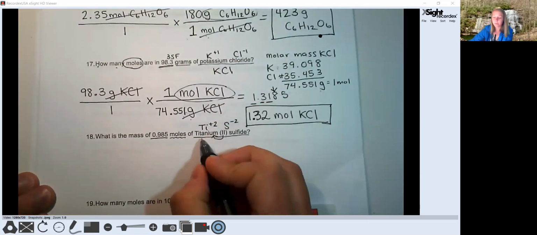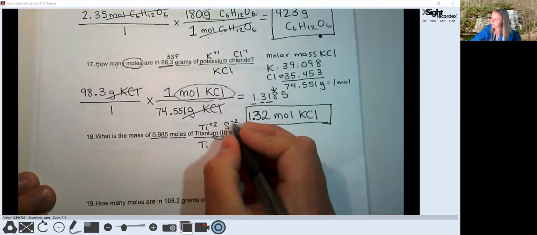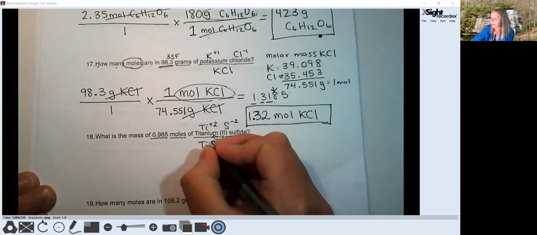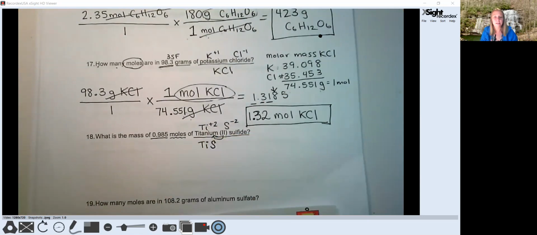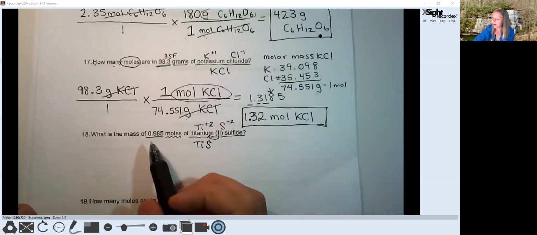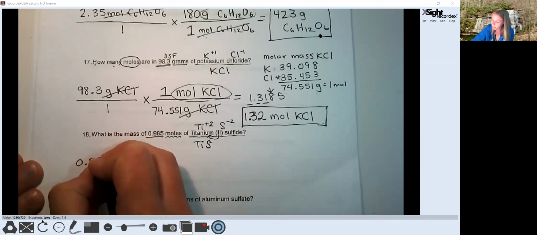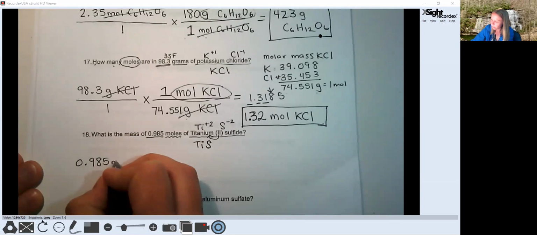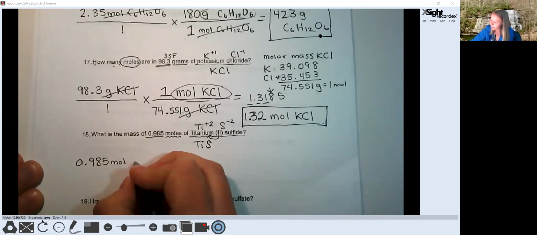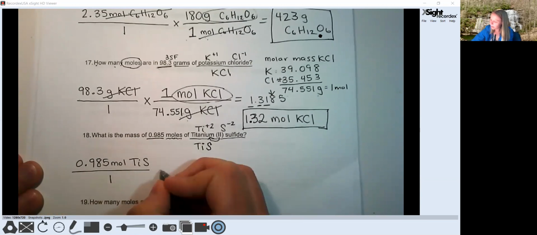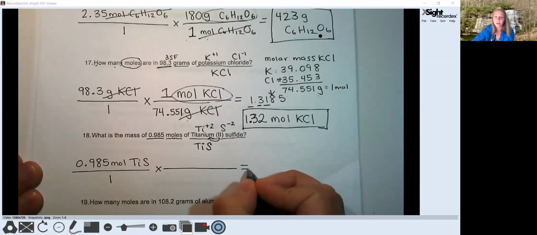So then if we crisscross, we're going to get Ti2S2, but we know that'll reduce down to just TiS. We simplify that down to just TiS, titanium(II) sulfide. Questions so far? No? Okay, cool. So now let's write it out. 0.985 moles, MOL, of titanium(II) sulfide, TiS. And then we'll put that over 1 times conversion factor, and we'll put our equal sign.